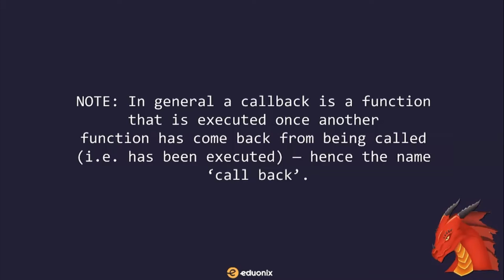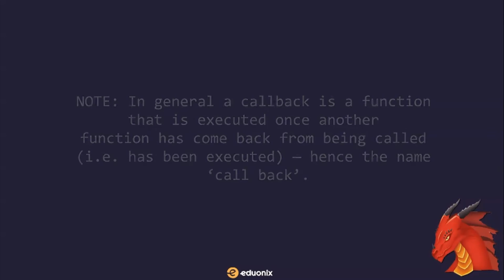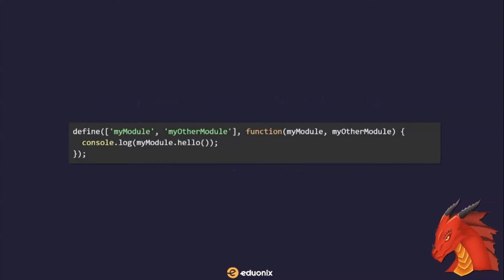Note, in general, a callback is a function that is executed once another function has come back from being called, that is, has been executed, hence the name callback. In general, callbacks may serve any prescribed purpose, but in our case with AMD, the callback is serving to dominate the environment in which a module may be used. Next, the callback function takes as arguments the dependencies that were loaded. In our case, my module and my other module, allowing the callback function to use these dependencies.